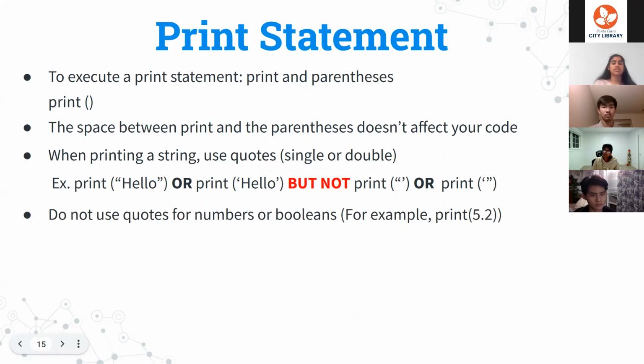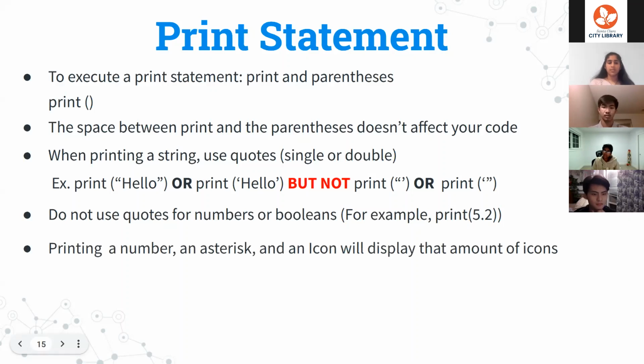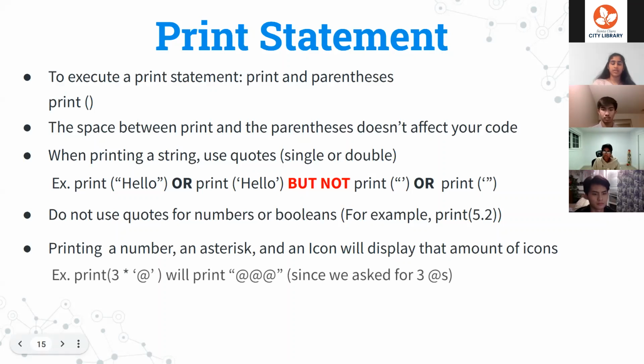Remember to not use quotes for numbers or booleans. So if you were to print 5.2, it would just be print 5.2. Printing a number, an asterisk, and an icon will display the number of icons. So if you did 3 asterisk and then A, with A being a string, it would print A 3 times. So an asterisk is similar to multiplying, where it would multiply the number of times you did A.